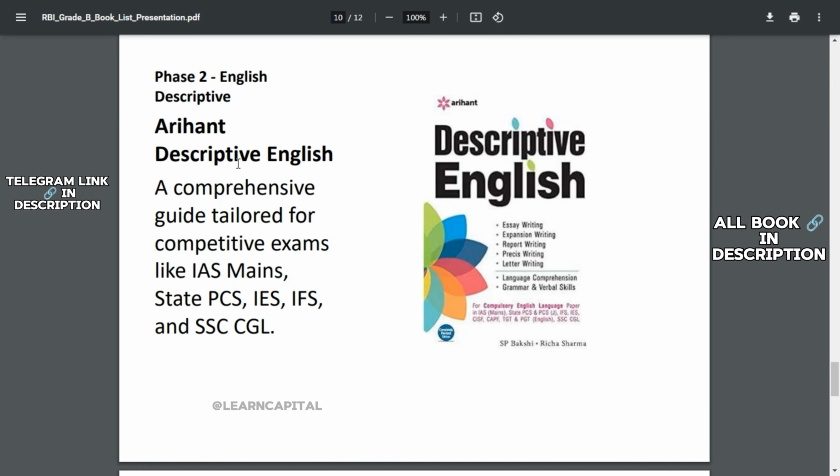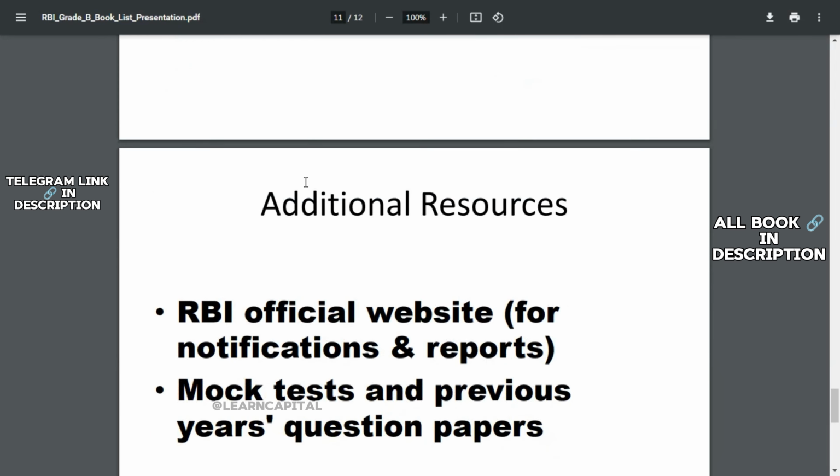Next we are going through English. The same book I recommended in phase 1, I'm saying the same book even for phase 2 for descriptive writing. It is the best book for descriptive writing, and it is also from SP Bakshi. So I don't have any problem, you can purchase this book. The link is in the description.